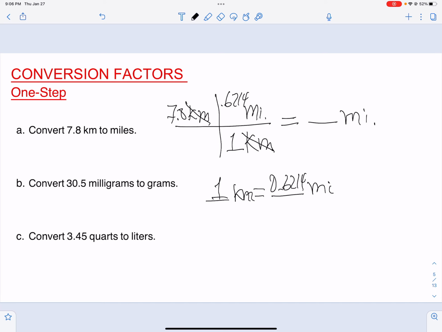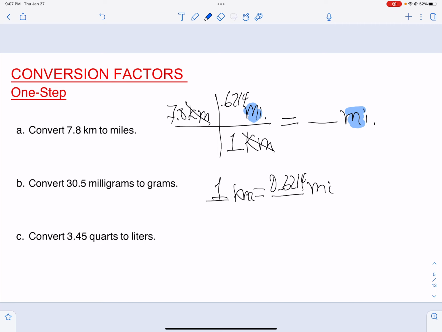And that way, everything that doesn't cancel, which is miles, is what carries over. And then all I have to do is 7.8 times 0.6214 divided by 1. And you can put that on your calculator. I'm not going to do it. This is not a math class. You know how to use your calculator.